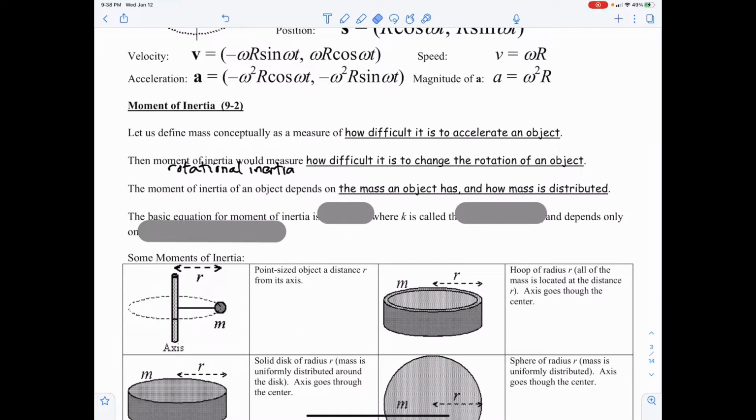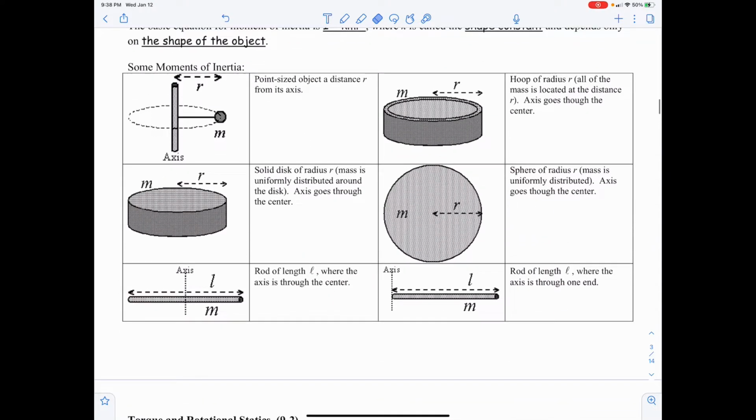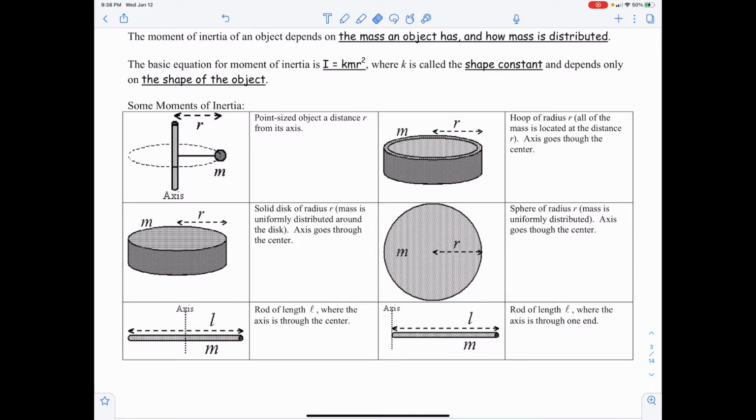The basic equation for the moment of inertia is kmr squared, where the k in front is a constant called the shape constant, because it only depends on the shape or the basic geometry of the object. Now, let's note some of the possible moments of inertia for various geometries.